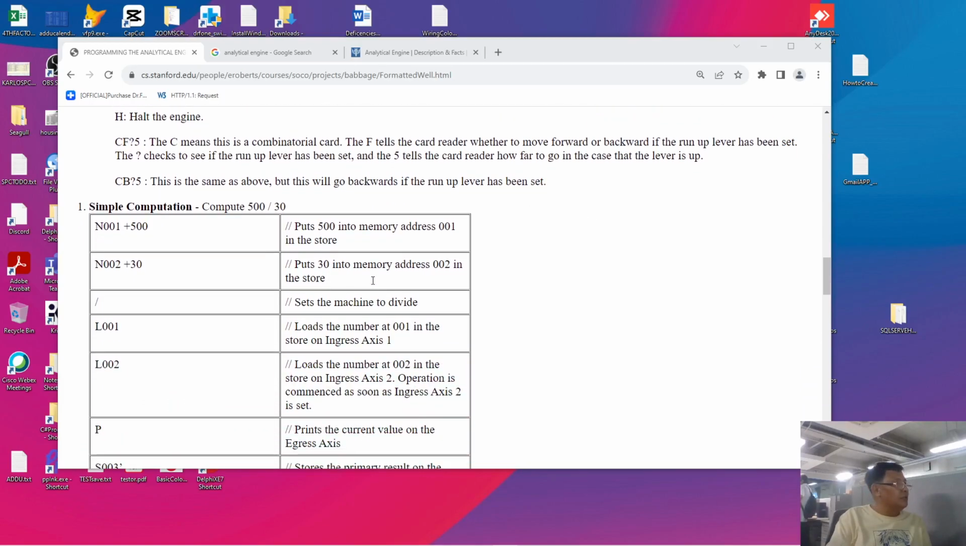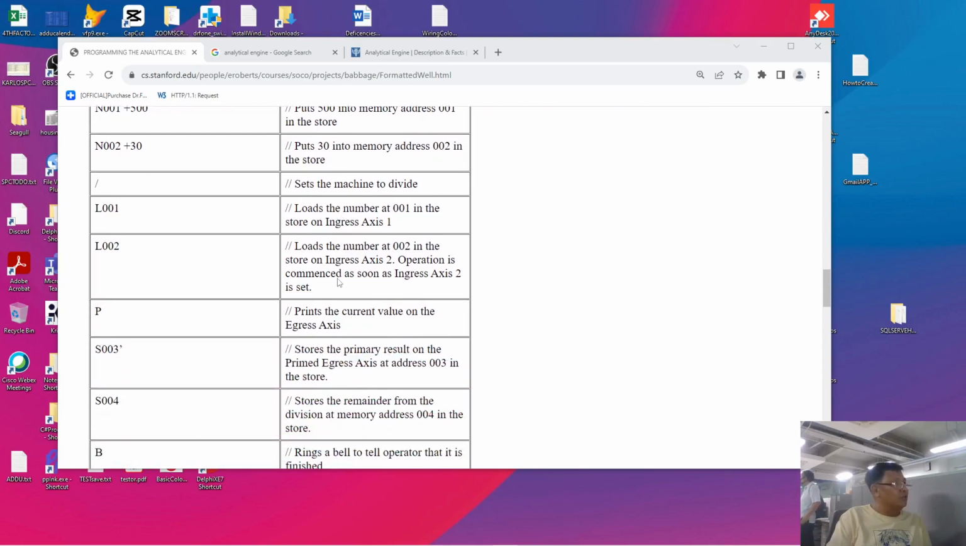Here are examples. N001 500 puts the value 500 to store 001. N002 30 puts the value 30 to N002. Okay. Divide, L001 and L002. Divide sets the machine to divide, and loads the number at 001 in the ingress axis 1. The second load automatically loads into ingress axis 2.